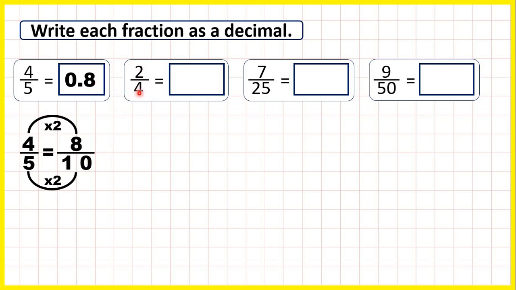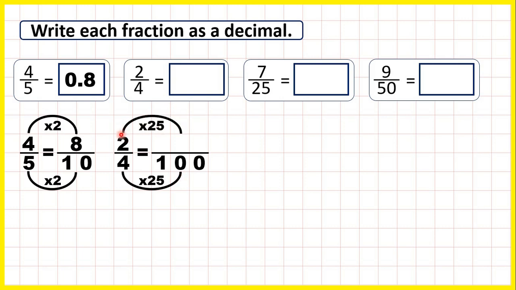Now 10 isn't in the 4 times table, but 100 is a multiple of 4, and we know that the second digit after the decimal point is the hundredths digit, so because hundredths have a place value, we can find an equivalent fraction with a denominator of 100. Now 4 times 25 is 100, and what we do to the denominator, we do to the numerator as well, and 2 times 25 is 50. So 2 quarters is equivalent to 50 hundredths. So we can write that as 0.50.